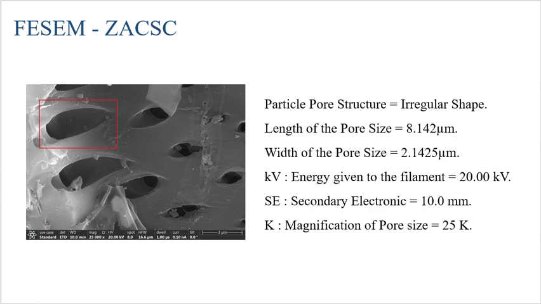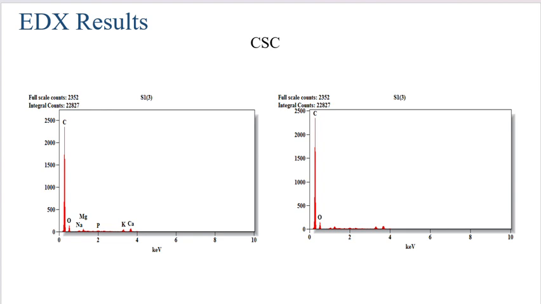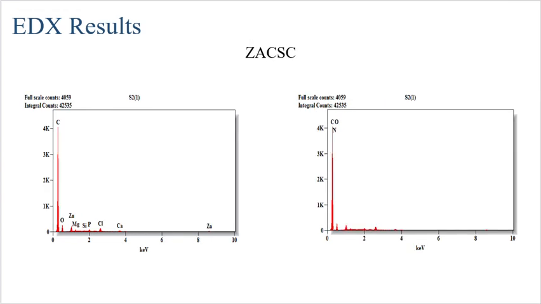The specifications of the same image: the particle pore size is irregular in shape, the energy given to the filament is 20 kV, the working distance is 10 mm, and the magnification of the pore size is 25 K. So this is the EDAX image of cotton stalk carbon. The EDAX image shows which elements are present in the carbon. This is for the activated carbon.